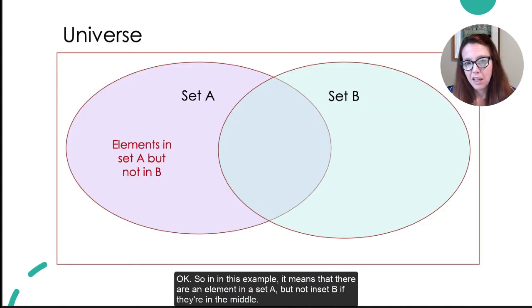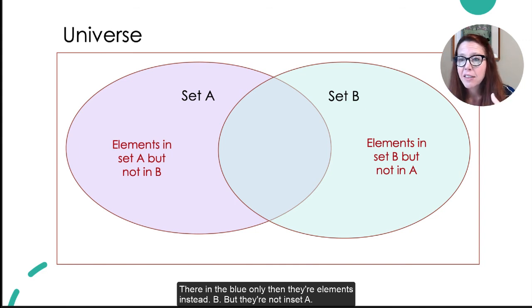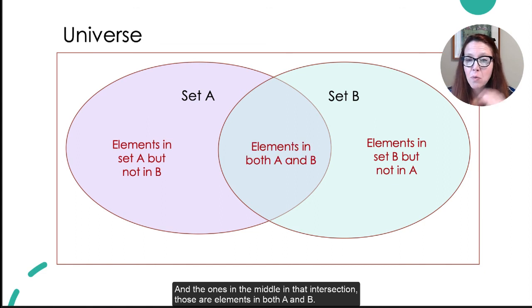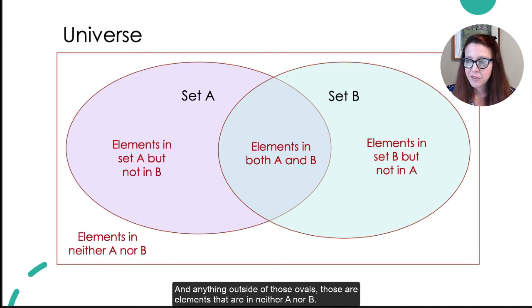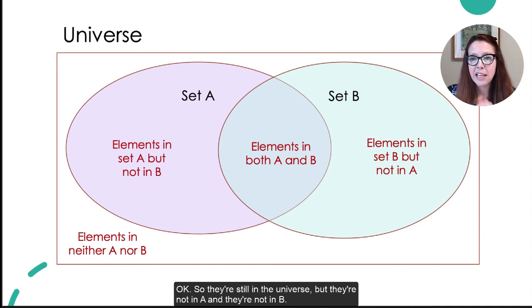So in this example, it means that they're an element in set A, but not in set B. If they're in the blue only, then they're elements in set B, but they're not in set A. And the ones in the middle, in that intersection, those are elements in both A and B. So we saw that example of the negative integers on the previous slide. And anything outside of those ovals, those are elements that are in neither A nor B. So they're still in the universe, but they're not in A and they're not in B.